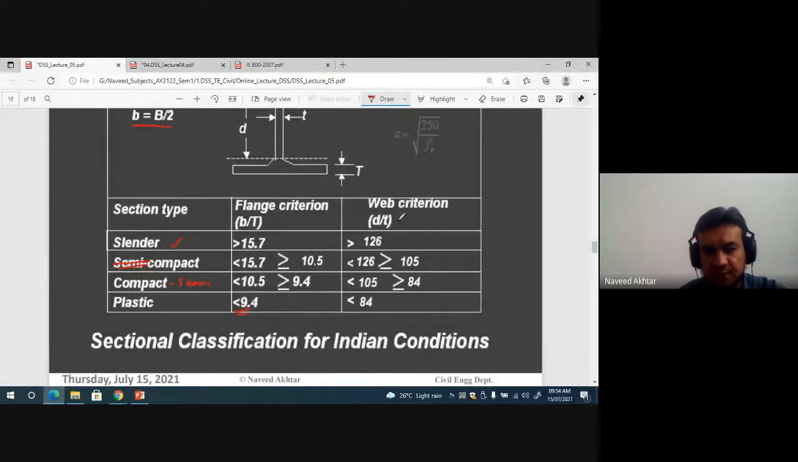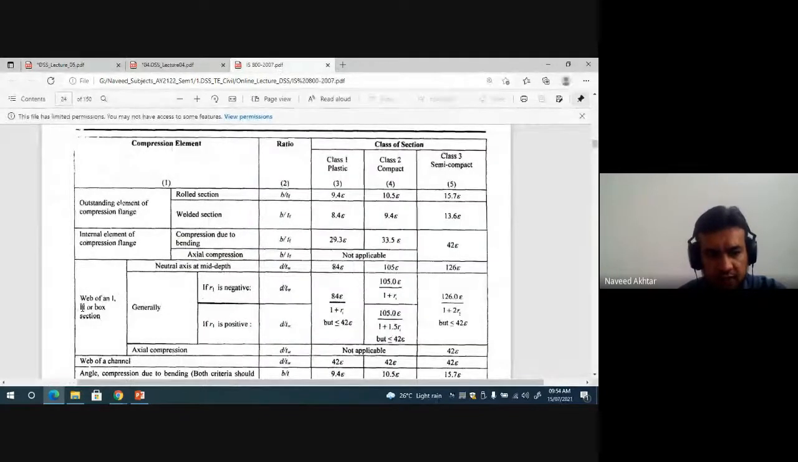Similarly, in case of web, b by t ratio, so you can come here in the table, web of I section, if neutral axis at mid depth, so d by tw ratio, if it is less than 84 epsilon, that is the plastic limit. If it is in between, that is compact. Where is slender?